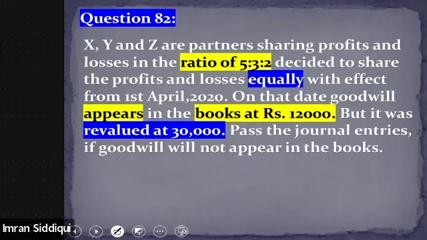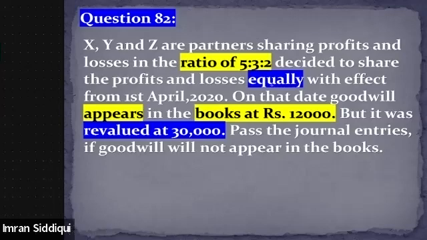So question number 82 says X, Y, and Z are partners sharing profit and losses in the ratio of 5:3:2. They decided to share the profit and losses equally with effect from 1st of April. On that date, goodwill appears in the book at rupees 12,000, but it was revalued at 30,000. Pass the journal entry if goodwill does not appear in the book.